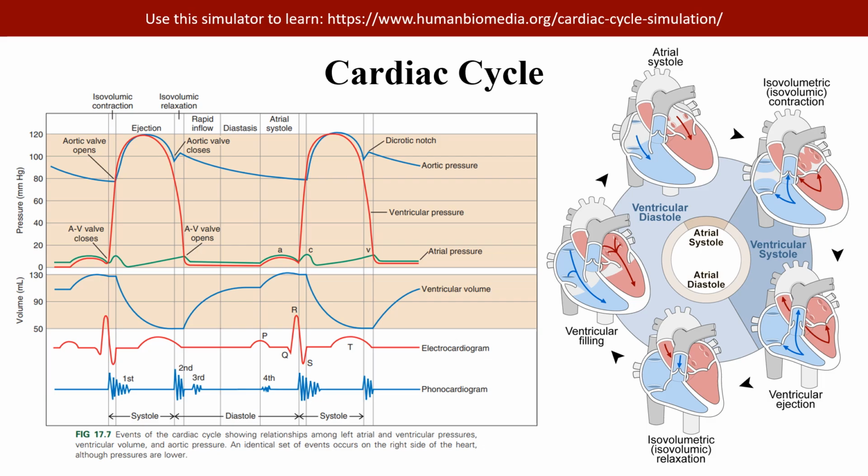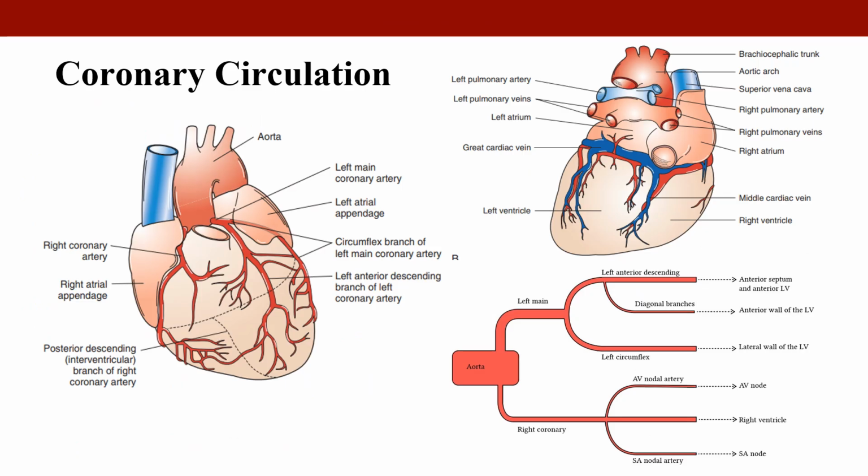Coronary circulation. Anatomy of coronary vessels. Coronary vessels supply oxygenated blood to the heart muscle. The major coronary arteries are the right coronary artery, RCA, and the left coronary artery, LCA, which further divides into the left anterior descending, LAD artery, and the circumflex, CX artery.